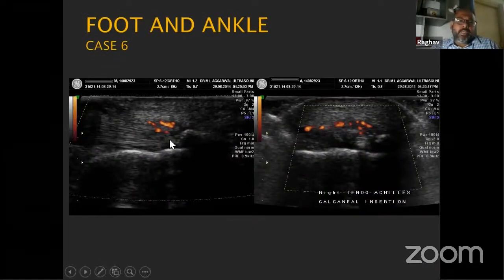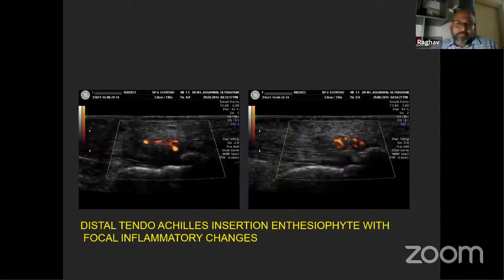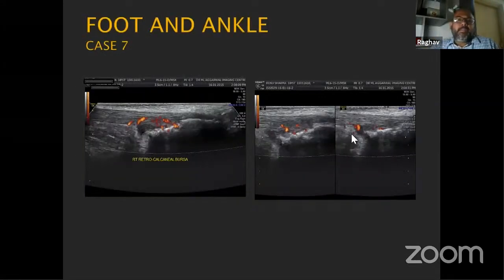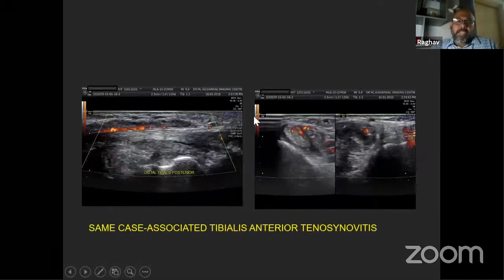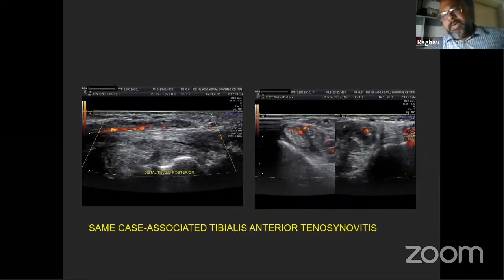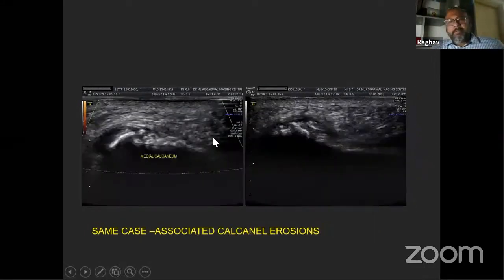Again, we can see retro-Achilles bursitis here. The ultrasound again will clinch the diagnosis and show you how much the inflammatory process actually is in place. So I'm just hurrying through and showing you the images so that we can discuss later. Again, a patient of retrocalcaneal bursitis, tibialis anterior tenosynovitis. Again, this was an indeterminate inflammatory arthritis patient where the ultrasound could pick up most of the inflammatory findings and the erosions here.